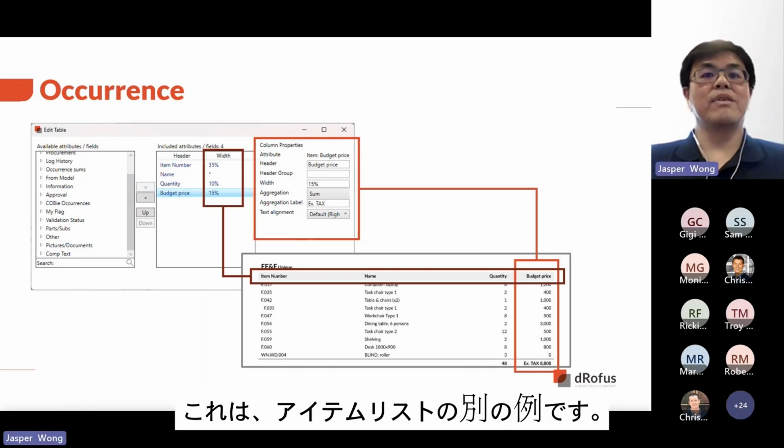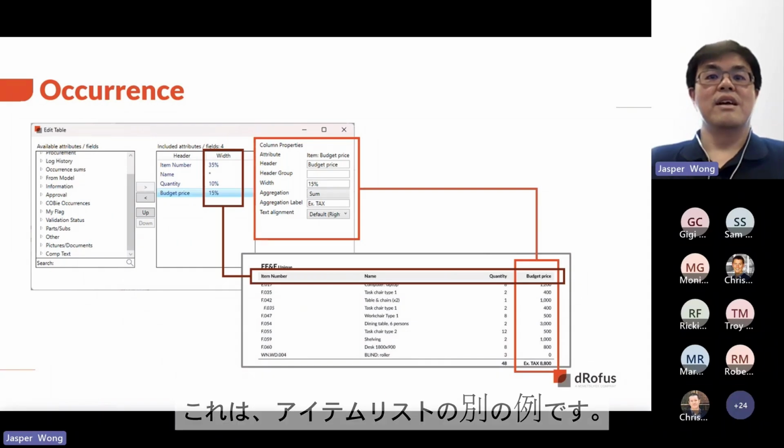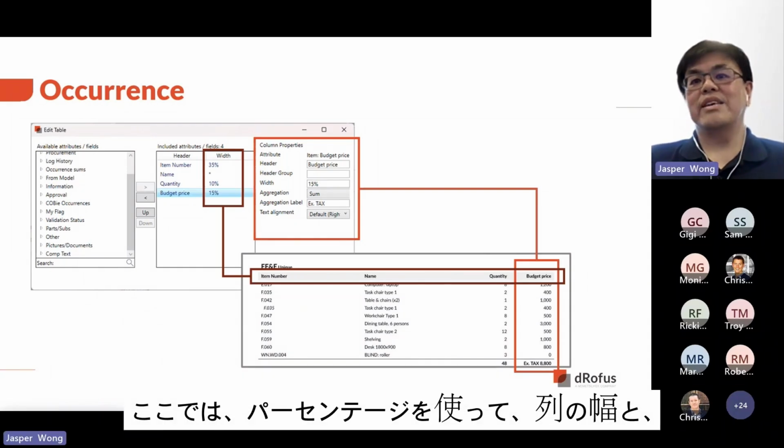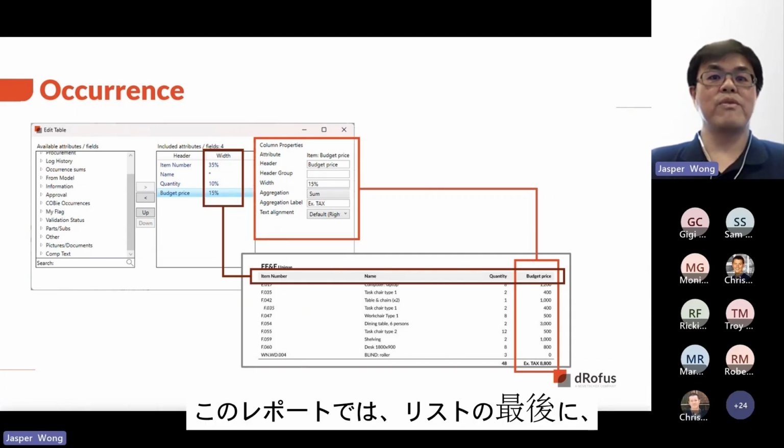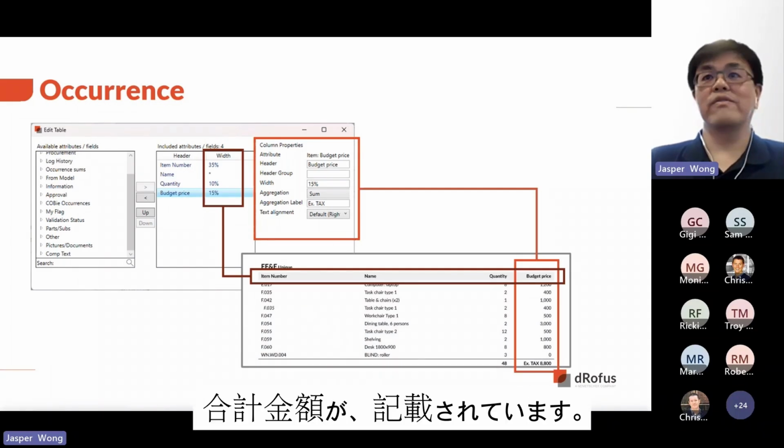This is another example for an item list. Note that we're using the percentage to define the column width, and also with the budget price. The report provides the total price at the end of the list.